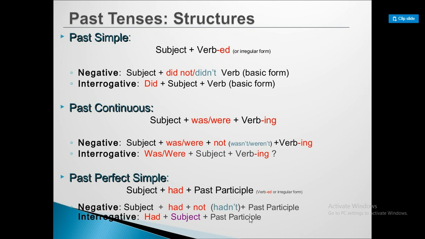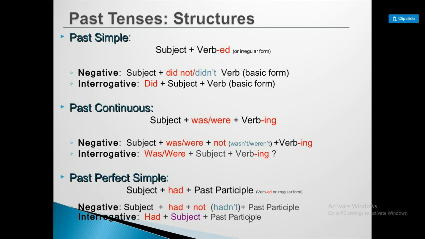If you want to ask a question using the simple past, you should use did plus subject plus verb in the basic form. Past continuous, or past progressive, is subject plus was or were plus verb plus -ing, or what we call the present participle. If you want to form the negative of the past continuous, you should use was or were plus not plus the verb plus -ing. If you want to ask an interrogative, you have to use was or were plus subject plus the present participle.